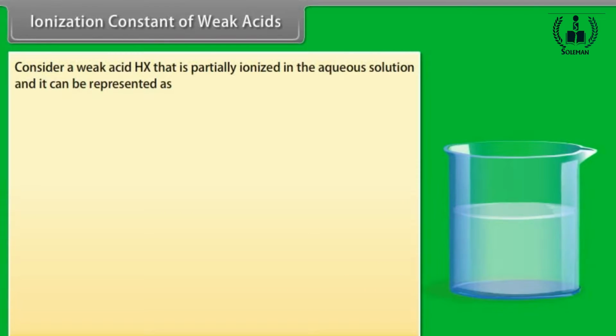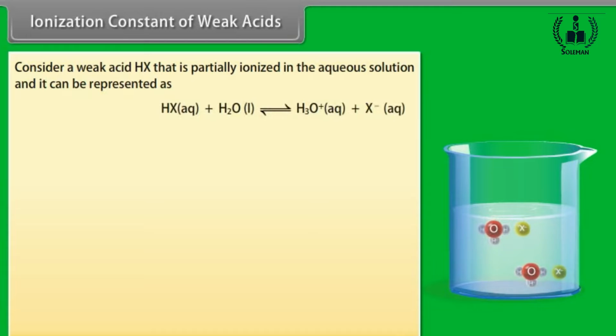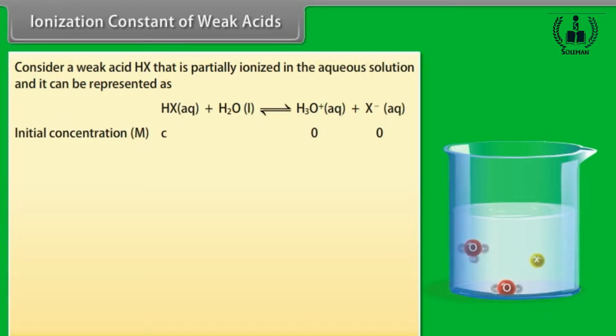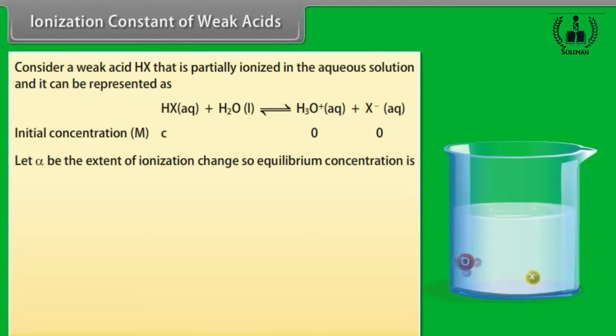Ionization constants of weak acids. Consider a weak acid HX that is partially ionized in the aqueous solution. Let the initial concentration of HX be C. Let alpha be the extent of ionization, so the equilibrium concentration of HX is C minus C alpha. The H3O plus equilibrium concentration is plus C alpha, and the X minus equilibrium concentration is plus C alpha.